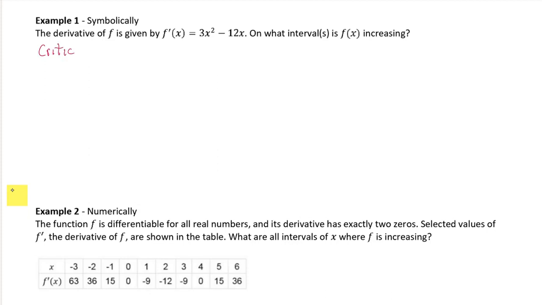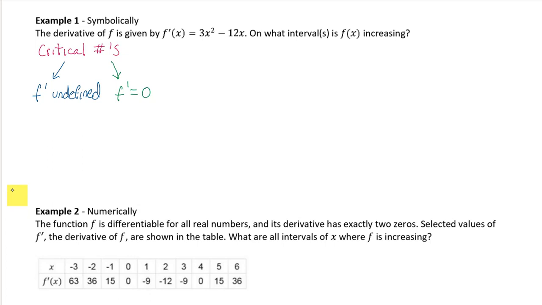When we are looking for intervals of increasing and decreasing, we are going to look for critical numbers. Those critical numbers include two things. They include where the derivative, f prime, is undefined. This function is a polynomial function, and polynomial functions are not undefined, so that doesn't apply here, but we're always going to be thinking about that. The other thing I want to look for is where f prime equals 0, because if the derivative is equal to 0, then I'm neither increasing nor decreasing.